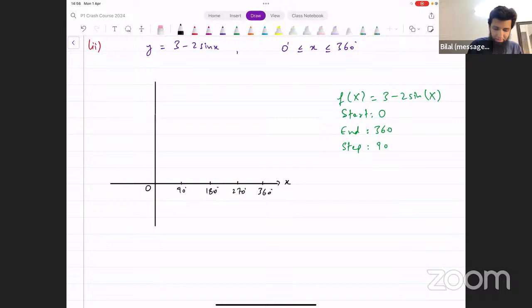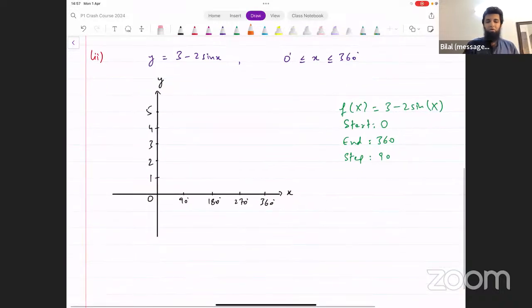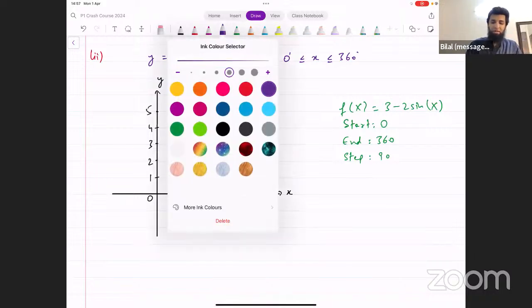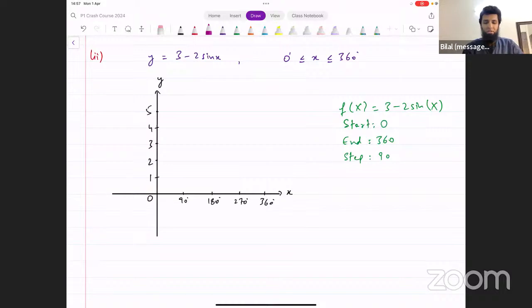Okay, so this is what the y-axis looks like. Let me label this now. 1, 2, 3, 4, 5. Now, once you've made the table in your calculator, you will have values for y when x equals 0, 90, 180, 270, 360. Right? You have got all of those values. Just plot them.